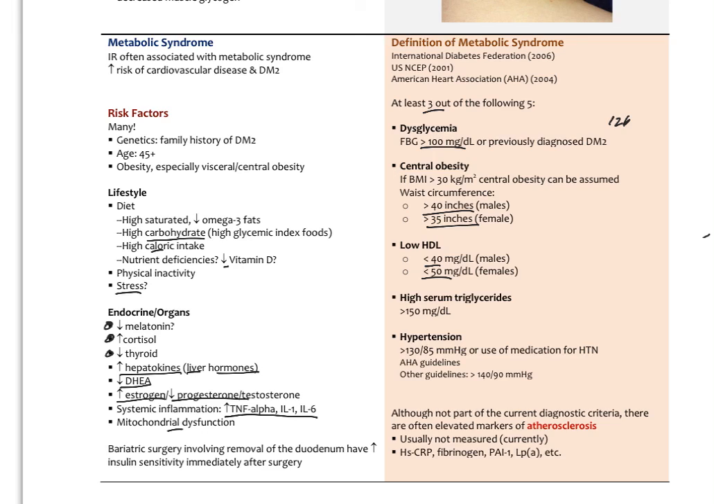And then having high serum triglycerides over 150. And then finally, hypertension over 130/85, or if a patient's taking a medication for hypertension, we can just assume they have hypertension. Other guidelines, the AHA is a little more strict. They use this lower level 130/85. The other guideline committees use 140/90 as the cutoff, but very similar. So basically, having 3 out of 5 of these qualifies as metabolic syndrome.